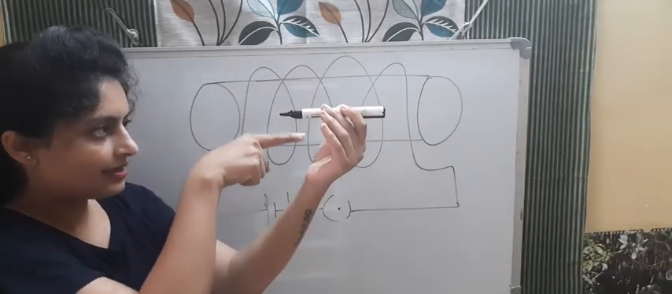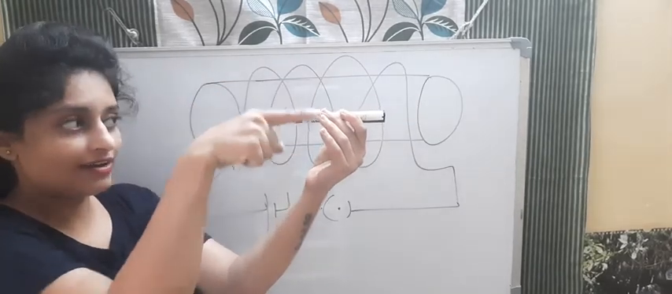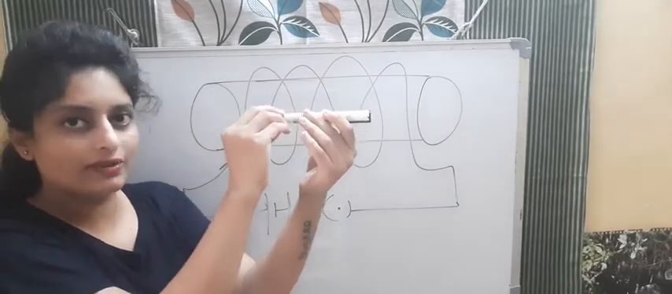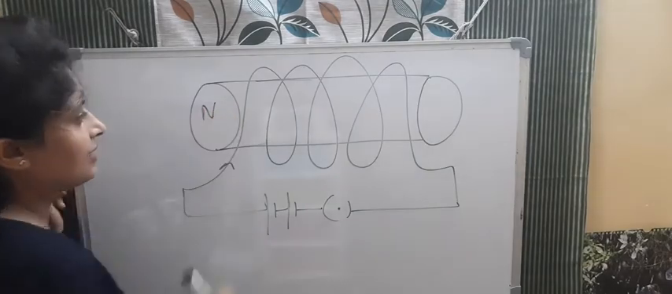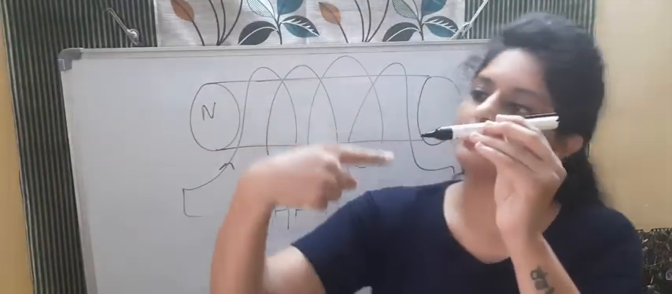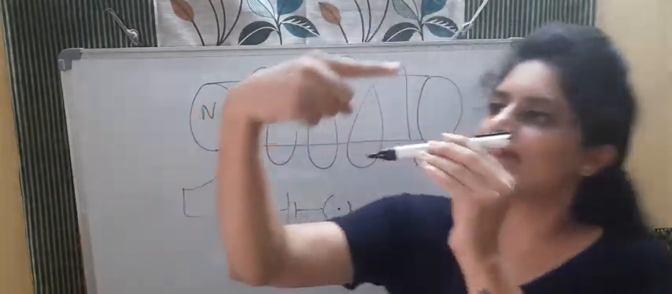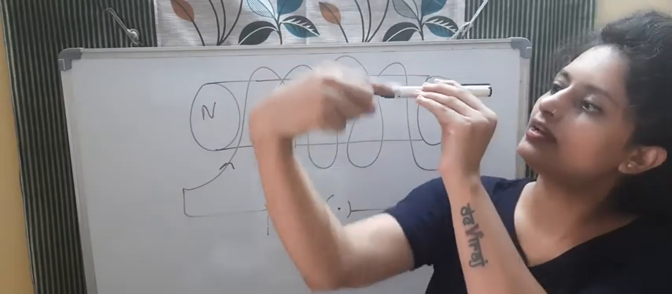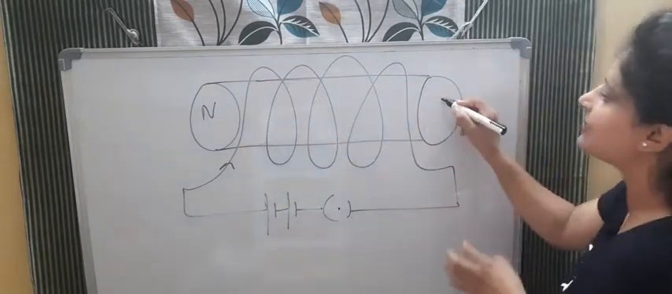Current is in the anti-clockwise direction. When current is anti-clockwise, this pole will be north. And when I see the same thing from this side, the current is going like this, but it will be clockwise. So this pole will be south.